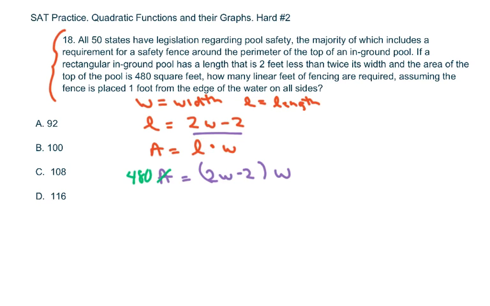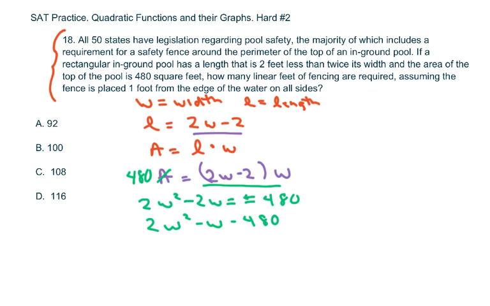And then we have a quadratic situation. So I'm going to go ahead and do this part first. This is going to be 2W squared minus 2W equals 480 here. Since it's quadratic, we're going to move everything over to the left here and factor. You factor out 2, you get W squared minus W minus 240 equals 0.